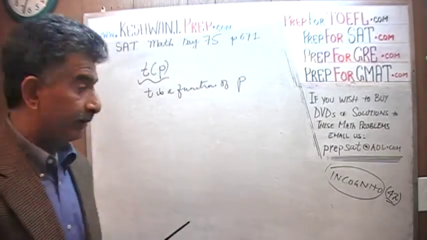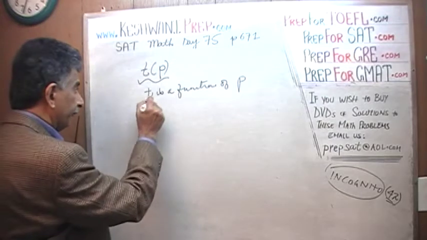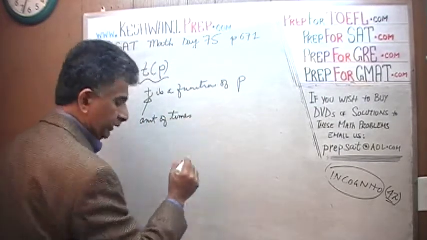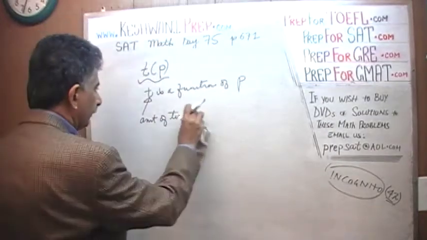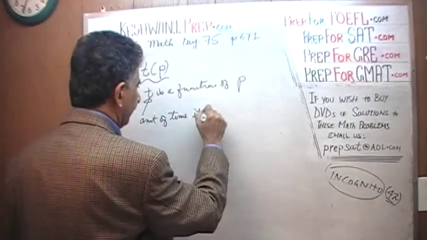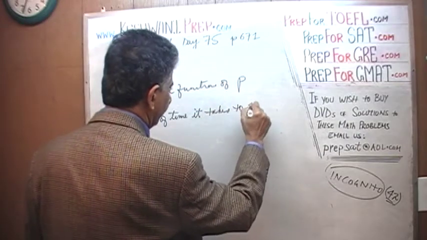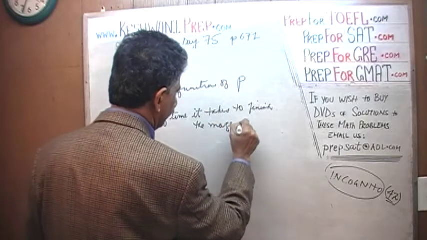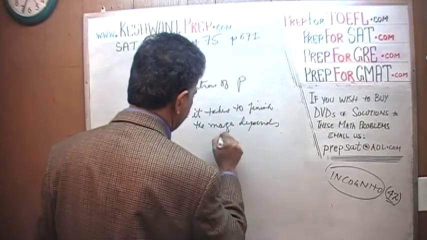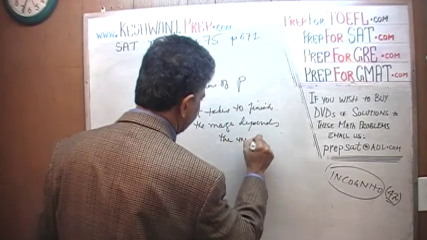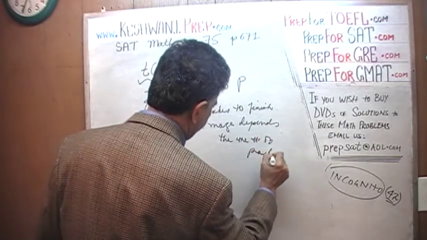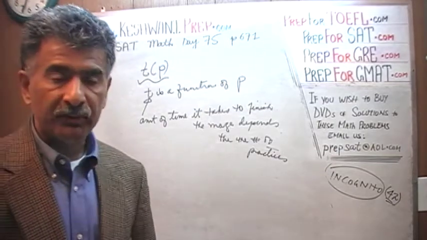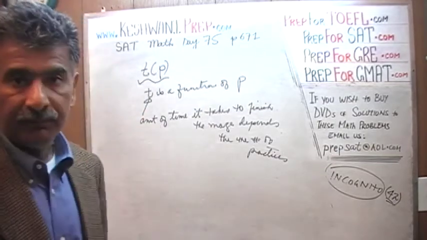What that means in English language is that the amount of time it takes to finish the maze depends on the number of practices. That's all. That's what it means when you say t is a function of p.